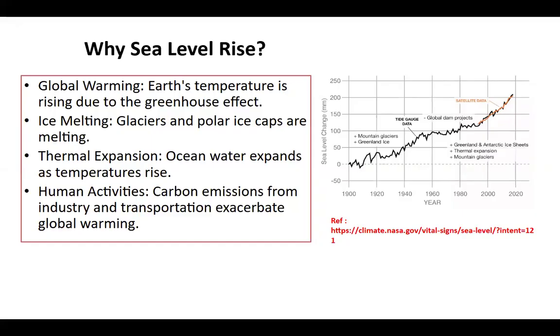The increase of Earth's temperature can increase the thermal expansion, which leads to the expansion of ocean water, which leads to sea level rise. And then the other factor of the rise of Earth's temperature is the ice melting on the glaciers and the polar ice caps.